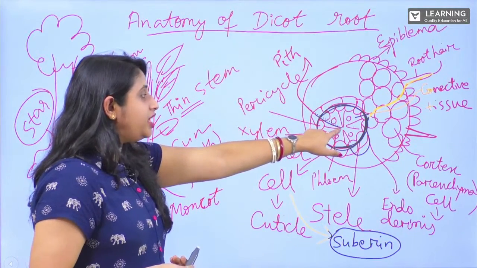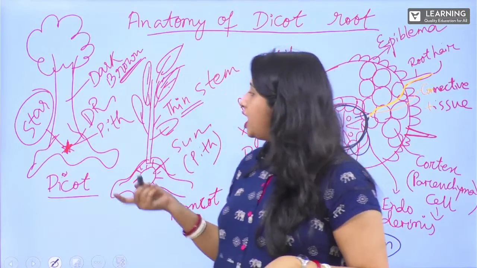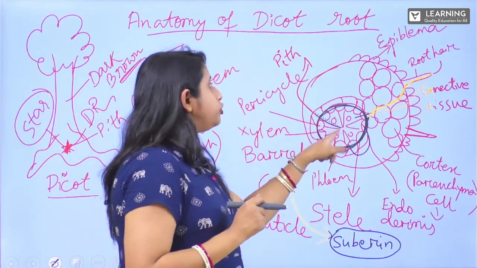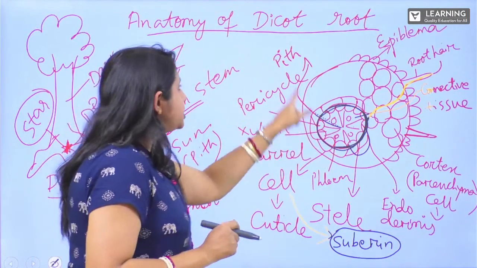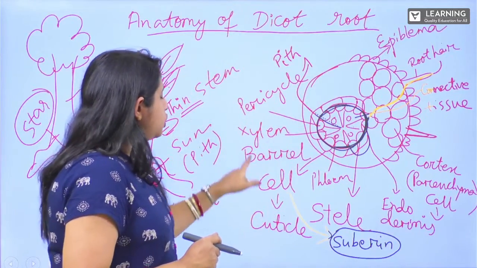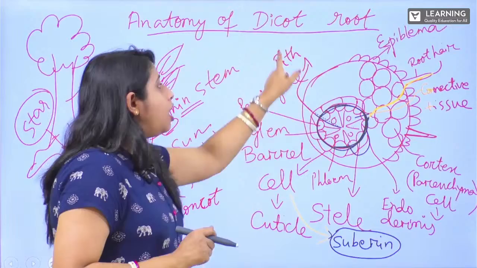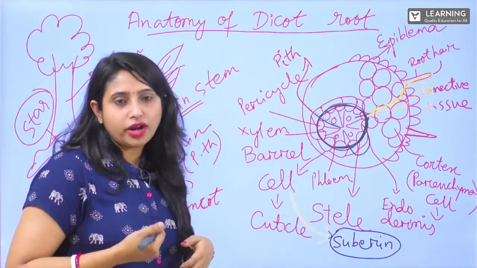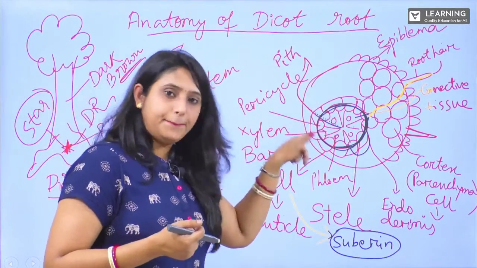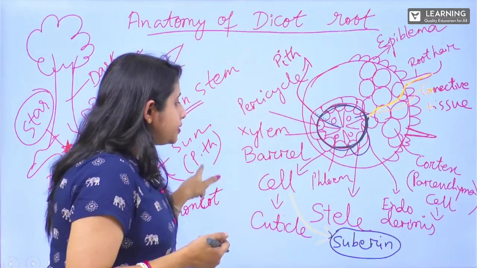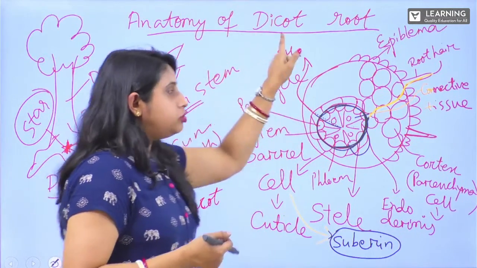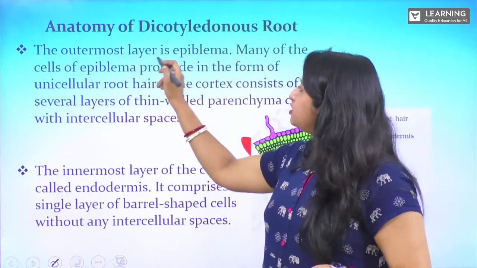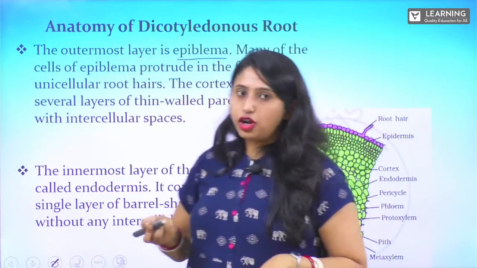Now what is this pith? You can see here the pith is very small, right? That's why I have shown it here as a star. Remember this as a small star, that is your pith. So in case of dicot root, the pith is very small. Next, what is the function of pith? Pith helps in the transportation of water and nutrition inside the roots. So this is all about your dicot root. Let us see what is written in your textbook. The outermost layer is your epiblema, which you have already studied, right?